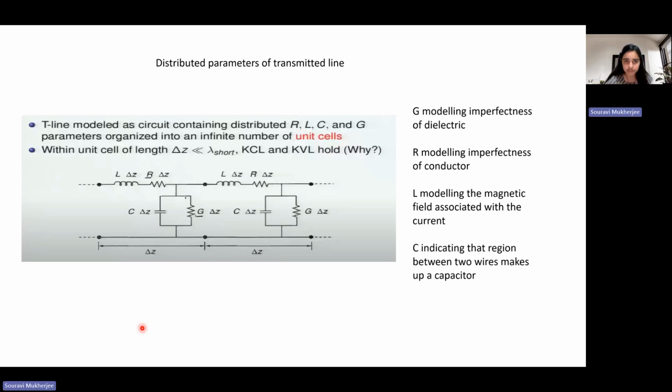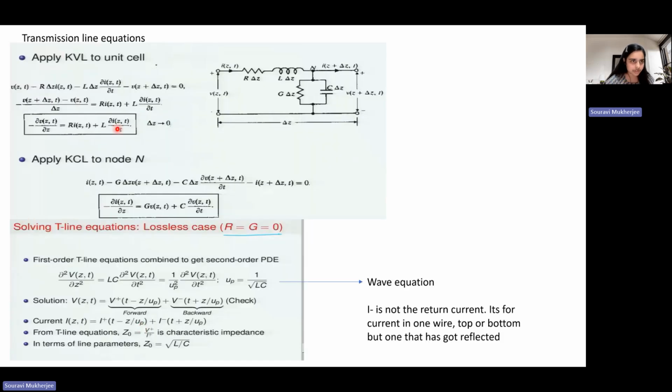the dimensions are small enough compared to the wavelength of the signal that you can consider the unit cells to be lumped circuit regions, and there you can apply your Kirchhoff's laws and all of that. So from there we get these different relations, applying KVL and KCL to the individual unit cells of the transmission lines, which relate how the voltage and the currents are associated with the different distributed parameters.